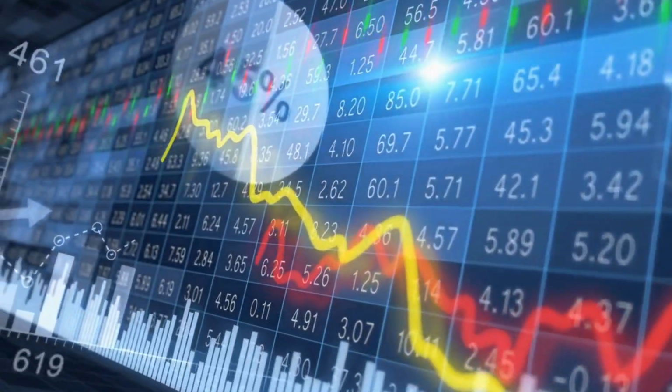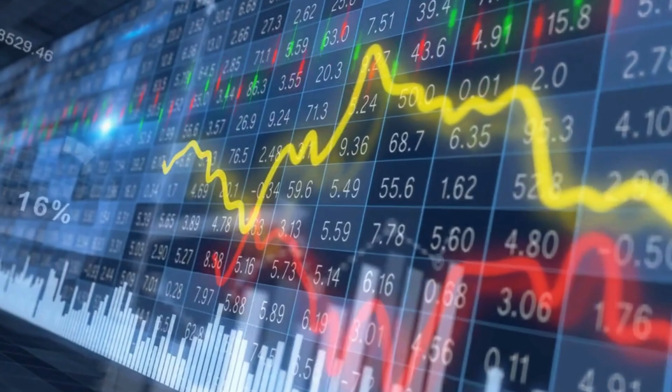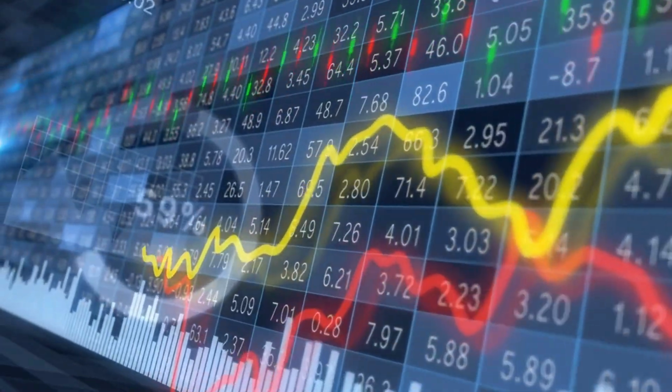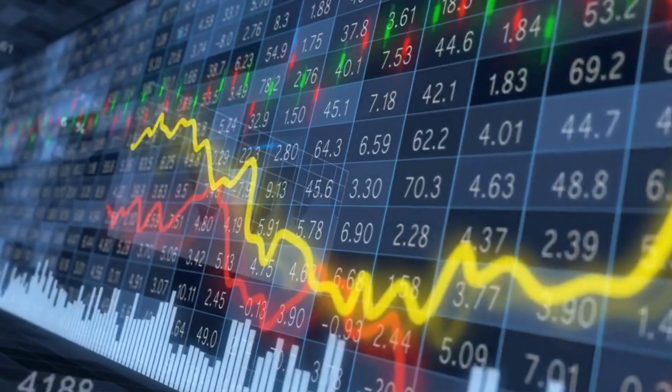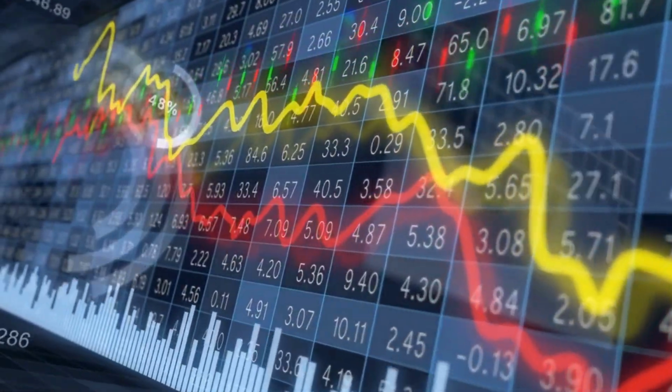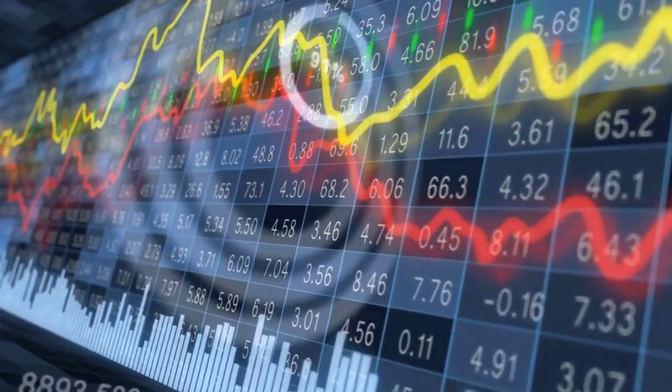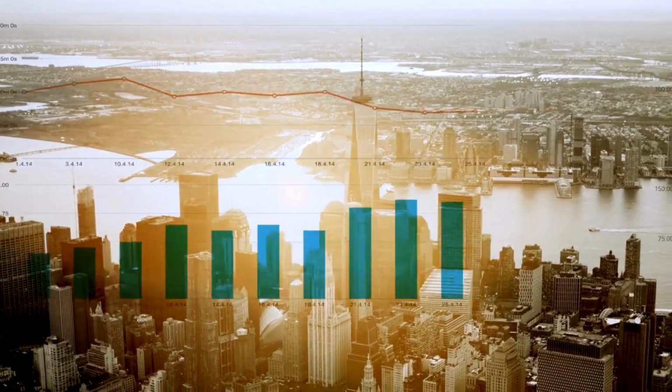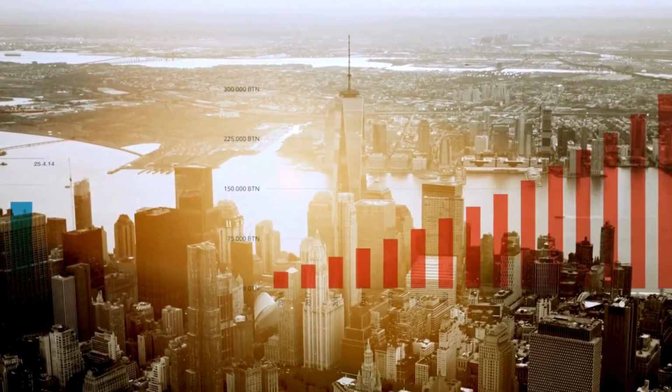GDP is not just a number, it's a comprehensive snapshot that policymakers and economists analyze to understand a nation's economic performance. A growing GDP signifies a healthy, expanding economy, while a declining GDP may indicate contraction and economic challenges.